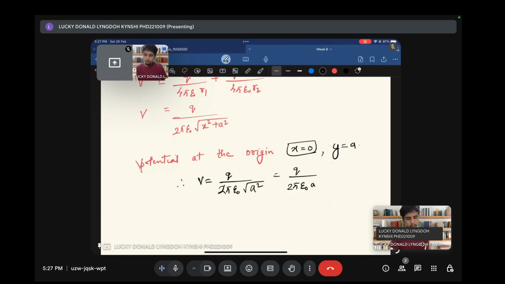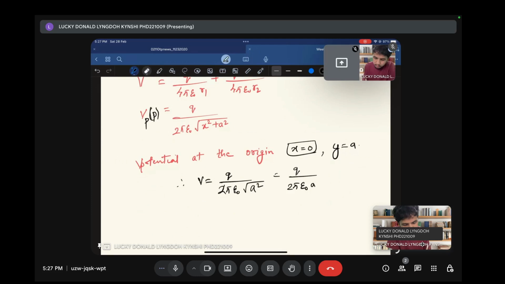So now you know the potential at a point P, or I can write here Vp, that will be better. You know the potential at the point P, and you also know the potential at the origin.